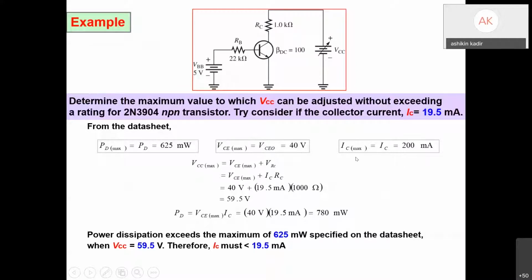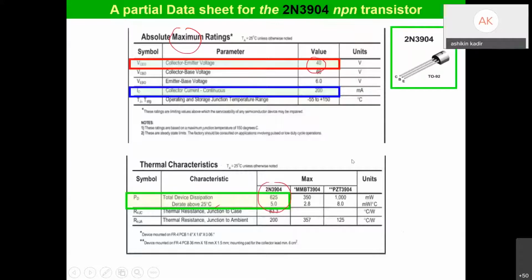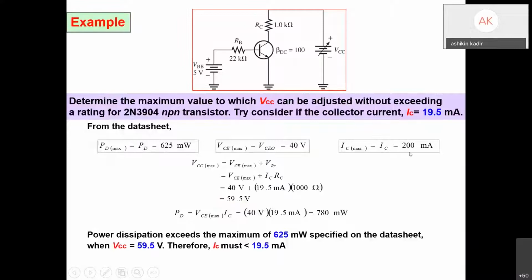Okay, so IC also given in the datasheet is 200 milliamp. So the maximum must be 200 milliamp, your VCE maximum is 40 volt, and the power is 265 milliwatt. So here the question asks you how much is the maximum VCC. What you read from the datasheet is the maximum power, maximum VCE, and also maximum IC.